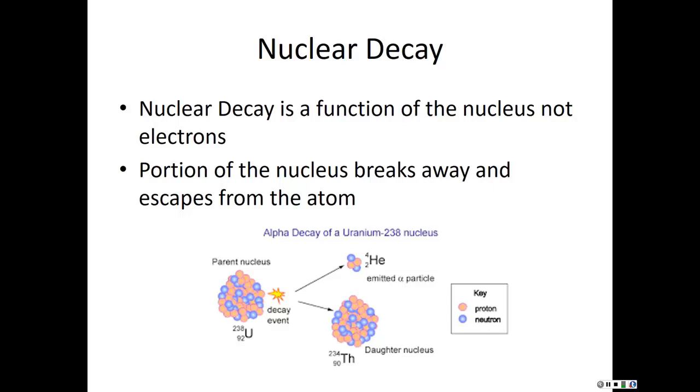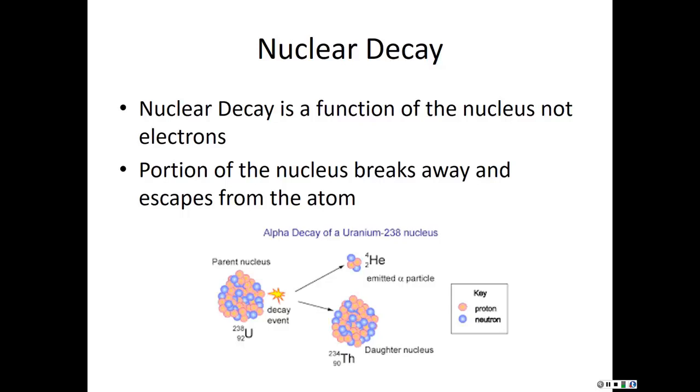The first one is actually shown here on this slide. This is an alpha particle. An alpha particle is made up of 2 protons and 2 neutrons. That means it has a mass of 4 and 2 protons. So the symbol for that is 4,2He. 2 protons, the mass of 4, and the 2 protons define it as helium. And that is released from our nucleus.